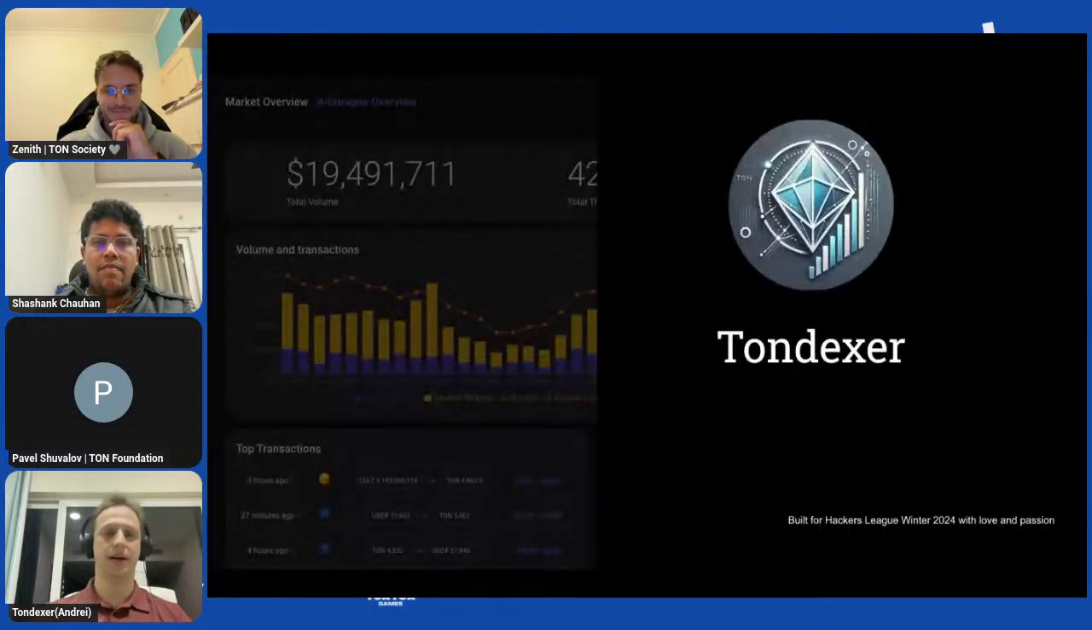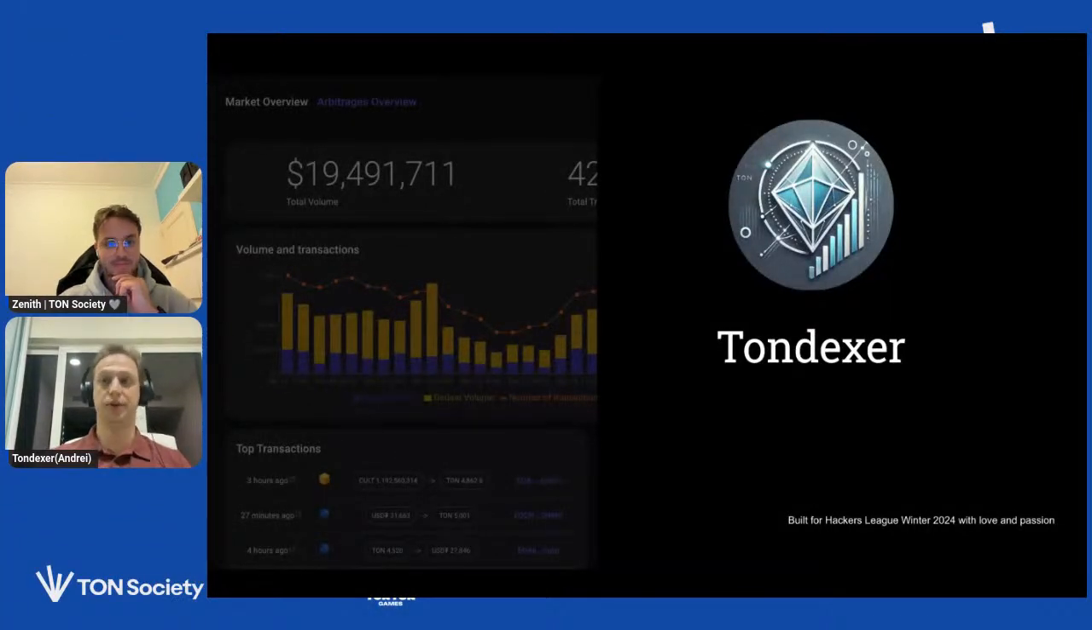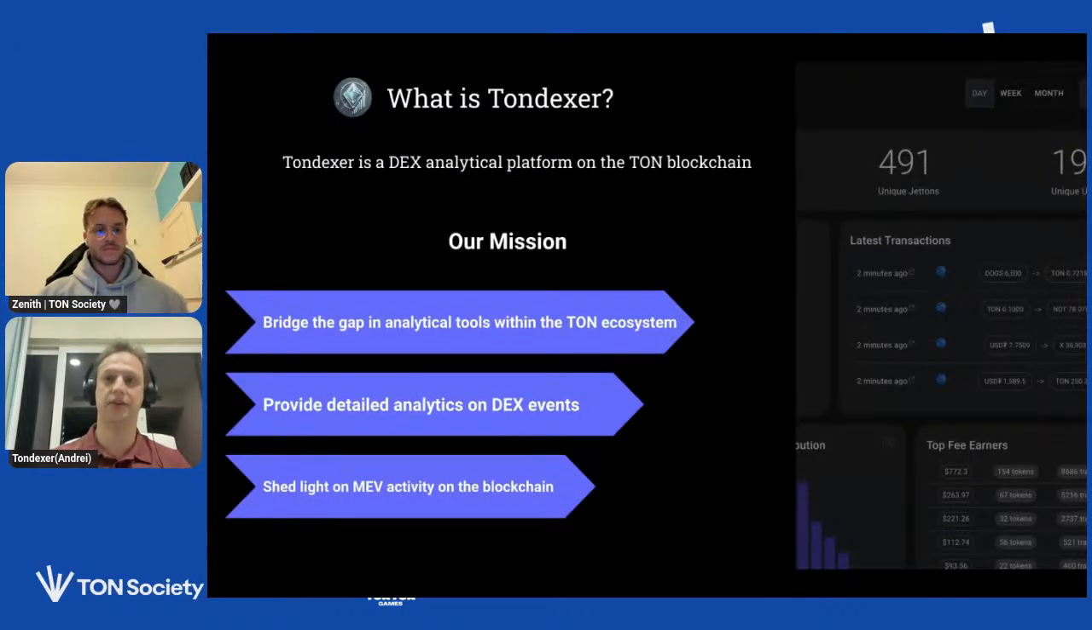Thanks. So I'm excited to present Ton Dexer, the project that we built from scratch specifically at the time of this hackathon. So what is Ton Dexer? It's a comprehensive DEX analytics platform on the Ton blockchain, and we started it because we feel that there is a gap in analytical tooling around the blockchain. So our platform aims to reveal detailed analytics on all DEX events, bringing more transparency to the blockchain, and probably we are the first who are going to shed light on MEV activity on the Ton blockchain.